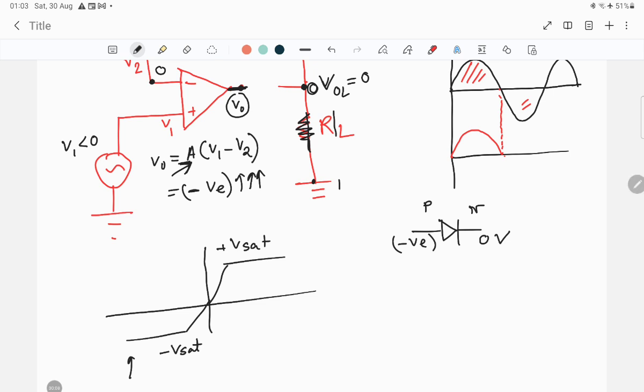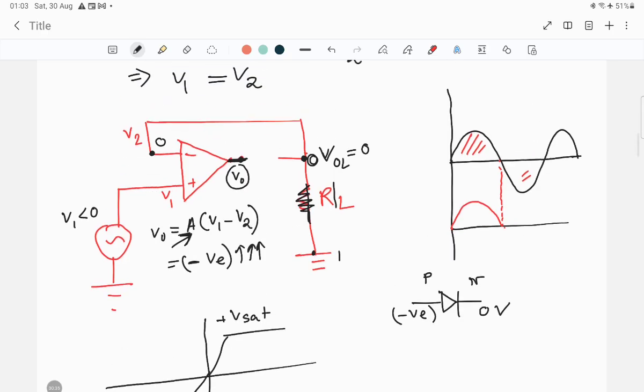Suppose you may use it up to a few kilohertz. But you cannot go beyond, suppose, 50 kilohertz or 20 kilohertz. Maybe it will work within 1 or 2 kilohertz, but for higher frequency ranges this circuit will not work properly. So that's the limitation of this precision rectifier.